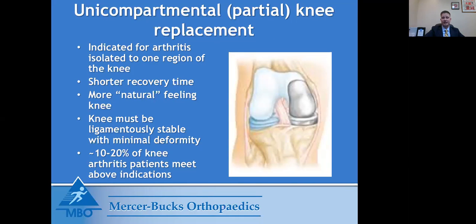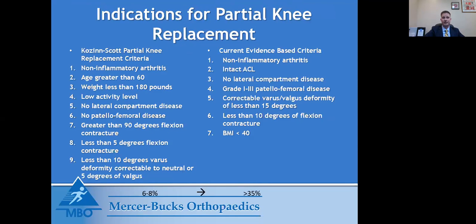Need to have a stable knee, needs to have minimal deformity. And what this means is roughly 10 to 20% of patients that have knee arthritis would meet indications for a partial knee replacement. And these are just historical. This is kind of a busy slide, but this basically shows the progression of who would be indicated for a partial knee replacement in the past versus present. And if you look at the indications on the left-hand side of the screen, based on that criteria, less than 10% of patients would meet that.